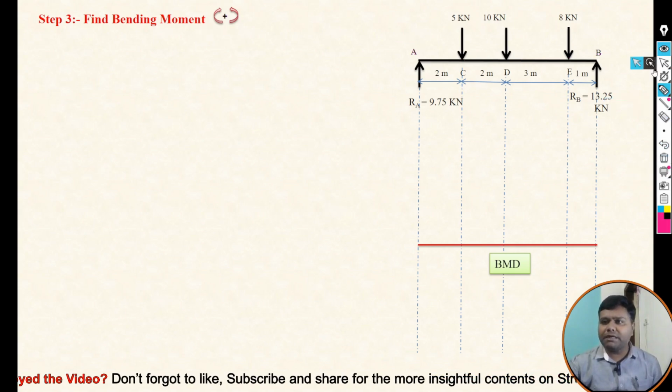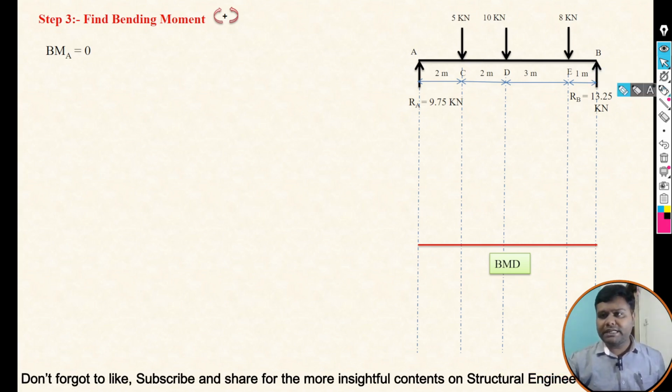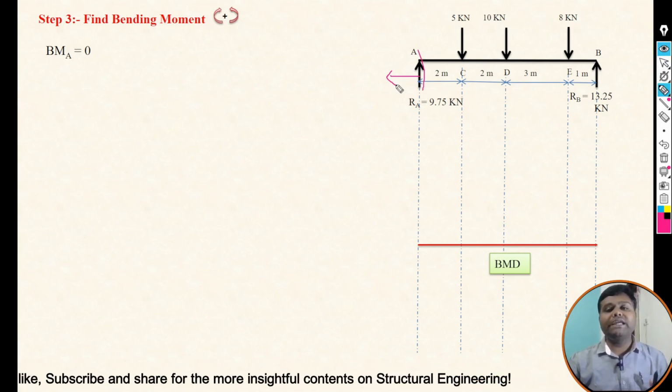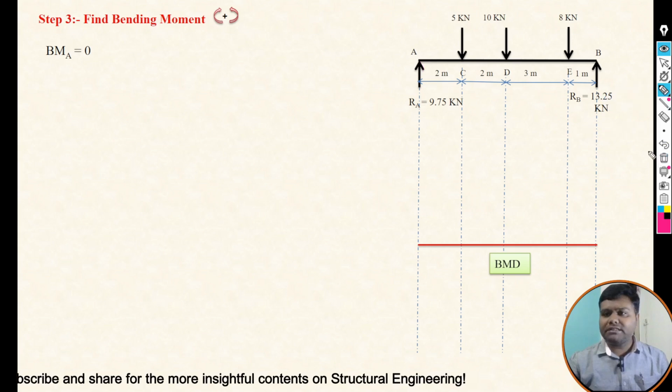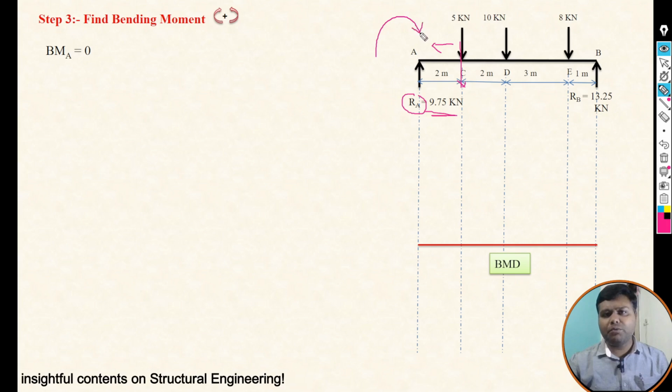Okay, bending moment at each point. Bending moment at A point is 0, because we are taking a section at A point and focusing on the left, there is no force, so no moment. After that, take the section at C point and focus on the left. There is one force, that is RA. So RA into perpendicular distance, the moment is clockwise, so it should be positive.